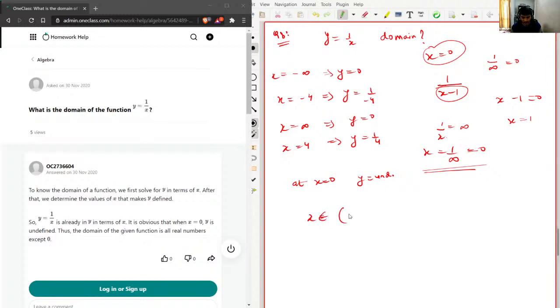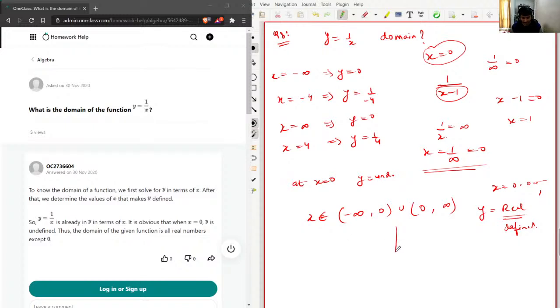So here I can say that in the domain of the function, x is an element of minus infinity to 0, but 0 is not included, union 0 to positive infinity. Like if I had x equal to, let's say, 0.0001, then also my y is going to be a real value or defined. But at the exact location where x is 0, y is going to be undefined.